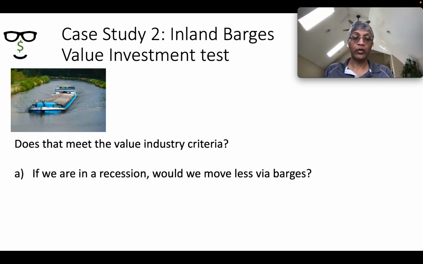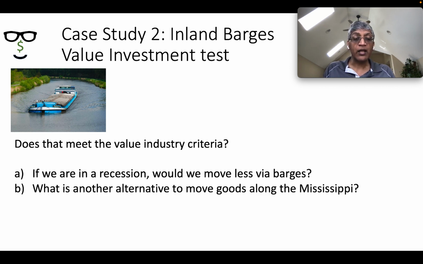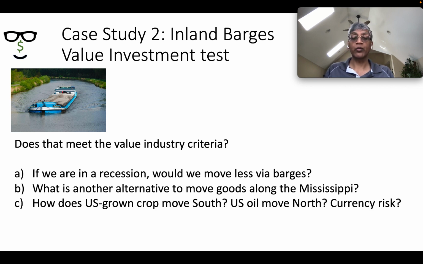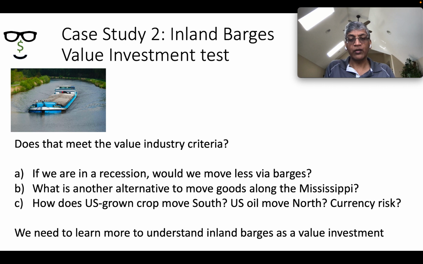In a recession, however, will we consume the same amount of oil? You do the math. Is there another alternative to moving goods along the Mississippi? If you want to move upriver and downriver in large quantities, I would argue there isn't. What about the alternatives for crop or oil to move? Is there currency risk for a US grown crop to move along the river? The price of the crop in the open market may differ. The ability to move up and down the river, there really isn't a good choice. There is one choice, the most cost efficient choice, and that happens to be inland barges.